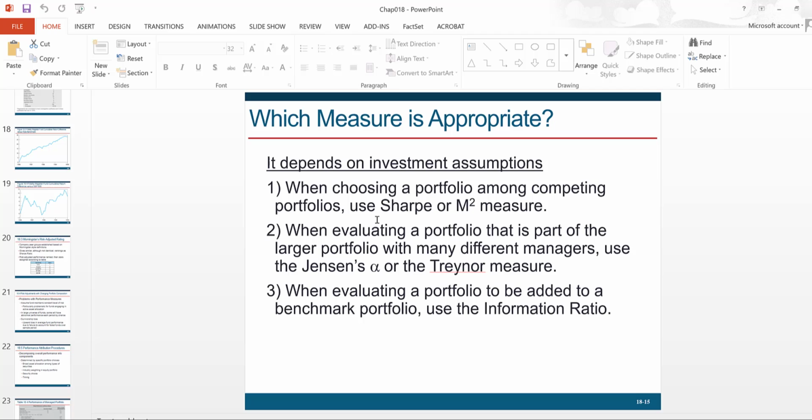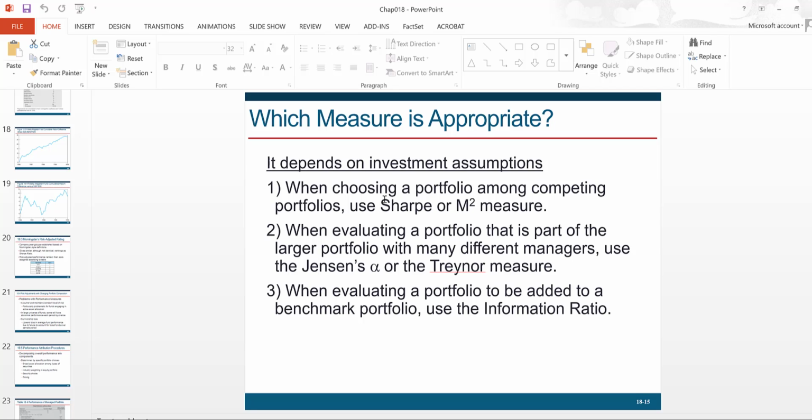And really that goes back to the difference between sigma and beta. So sigma is a total risk measure, right? It includes both firm specific risk and market risk. Beta is a systematic risk measure, which captures only the systematic or market risk. So that really guides whether we use a sigma based measure or a beta based measure.